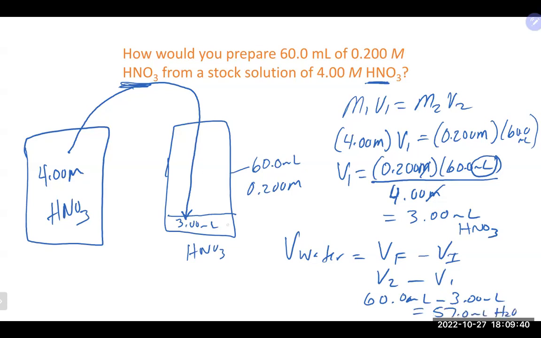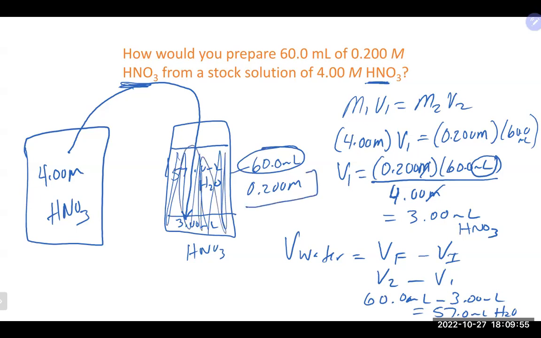So I take my 3 milliliters of nitric acid, I dump in there my 57 milliliters of water, giving me a grand total of 60 milliliters. I give it a mix, a shake, carefully. All right. And I now should have a solution that has a concentration of 0.2 molar in this case. Any questions on that there?